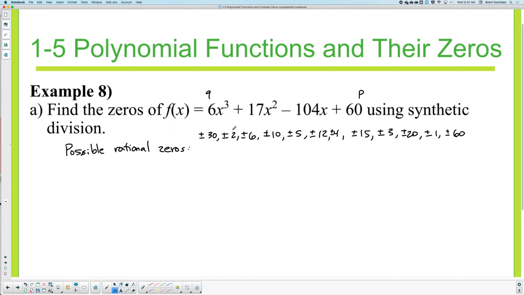We got 2 and 30. Did we get 3 and 20? Yeah. We got 4 and 15. We got 5 and 12. We got 6 and 10. Does 7 go into 60? No. Does 8 go into 60? No. 9? No. 10 and 6.